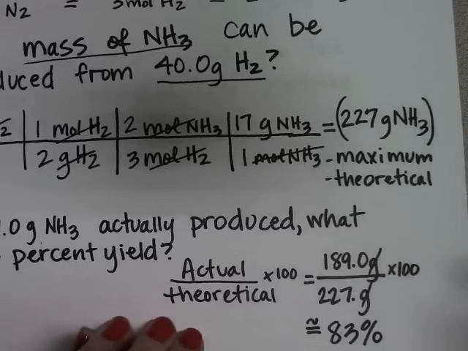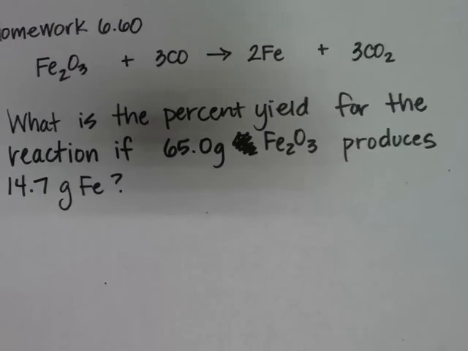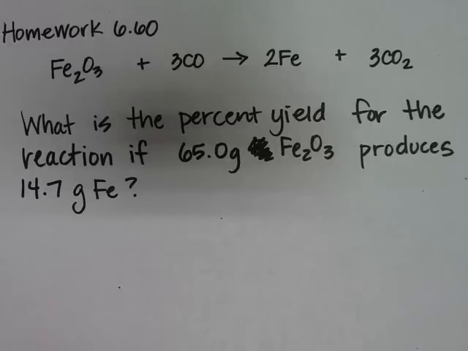All right, so let's look at a homework problem. This is a problem straight from your homework, problem 60. Your numbers might be a little different. We have a balanced reaction. The question is, what is the percent yield for the reaction if you react 65 grams of iron oxide and it produces 14.7 grams of iron? So first of all, notice that this problem is a little bit different because it's the first time we've had two pieces of mass data given in the problem.